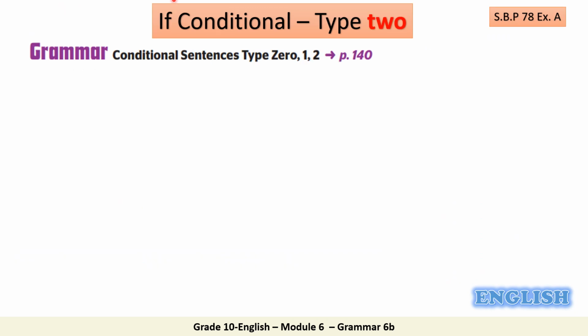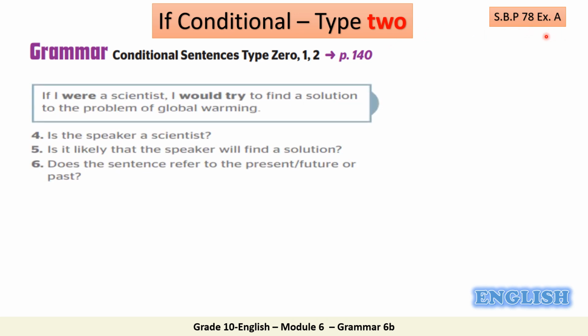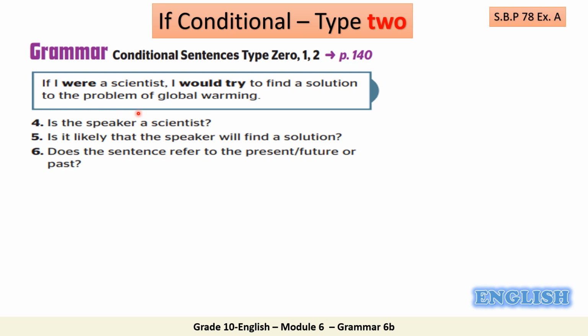And now, let's go to if conditional type 2. Please go to your student book page 78, exercise A. Let's read the sentence together. If I were a scientist, I would try to find a solution to the problem of global warming. Now, let's answer these questions. Is the speaker a scientist? Is it likely that the speaker will find a solution? And number 6, does the sentence refer to the present and future or to the past?